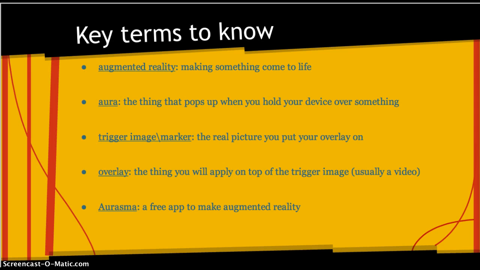So, some key terms to know when you're dealing with augmented reality. And again, I just tried to simplify it so you get a basic understanding of what it is. There's augmented reality, making something come to life. The aura is the thing that pops up when you hold your device over something. The trigger image or the marker is the real picture you put your overlay on. The overlay is the thing you will apply on top of the trigger image, usually a video or 3D animation. And Aurasma, the free app to make augmented reality.